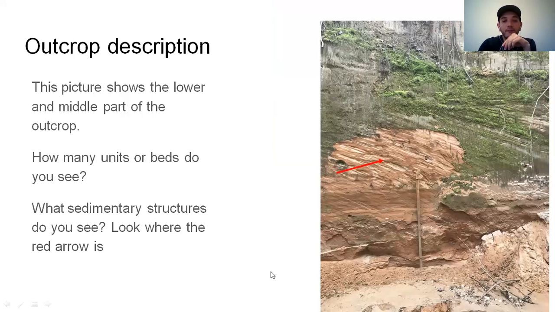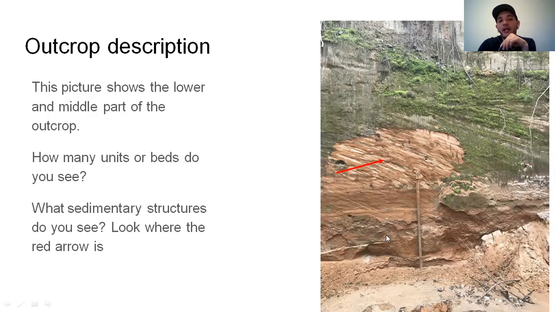This image shows the lower and the middle part of the outcrop. By looking at this part, you should be able to define what these sedimentary structures are, and what they can tell us about the paleocurrent or the paleo water flow. Also, we see here some small lenses, or fine particles, within the sand deposit.